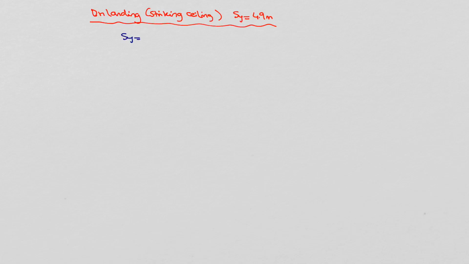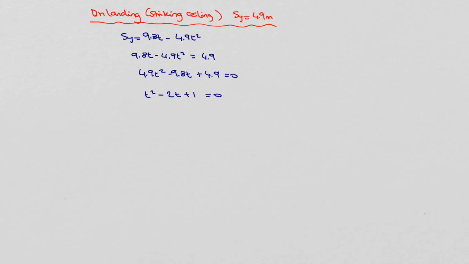So s y we saw was equal to 9.8t minus 4.9t squared. So if I equate that to 4.9, then I end up with a quadratic equation, which is 4.9t squared minus 9.8t plus 4.9 equals 0. And I can divide across there by 4.9. You might not spot that, in which case you probably just go straight to the minus b formula, and that's fine.